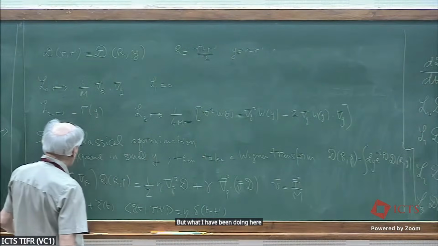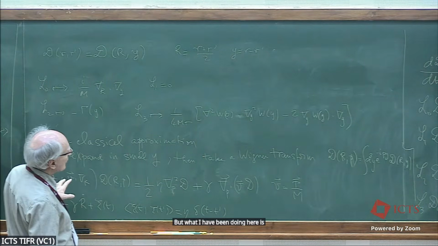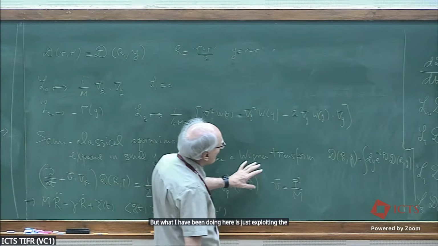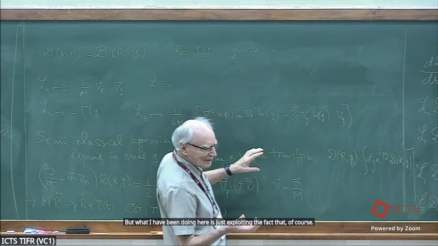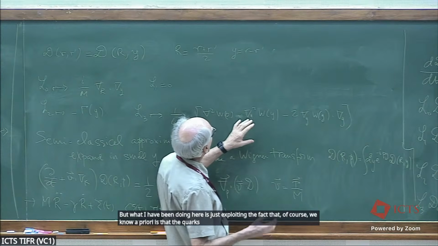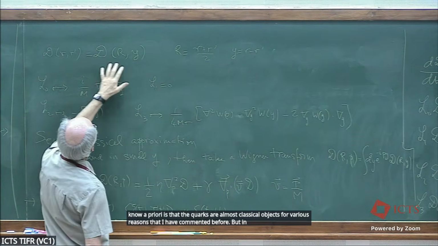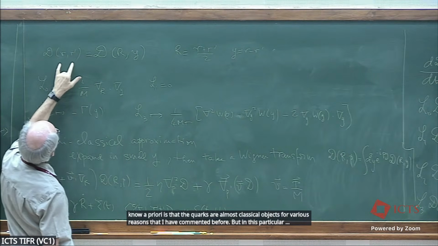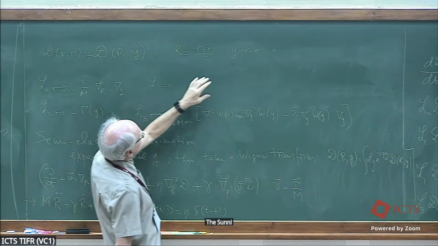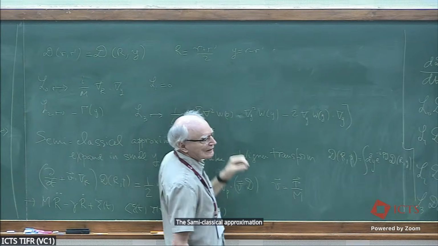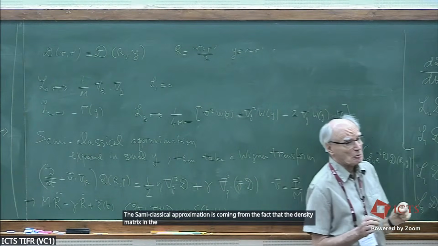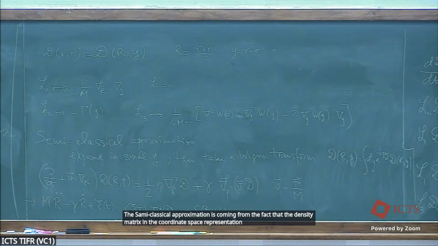But what I have been doing here is just exploiting the fact that, of course, we know a priori that the quarks are almost classical objects for various reasons that I have commented on before. But in this particular framework, the semi-classical approximation is coming from the fact that the density matrix in the coordinate space representation is becoming diagonal.